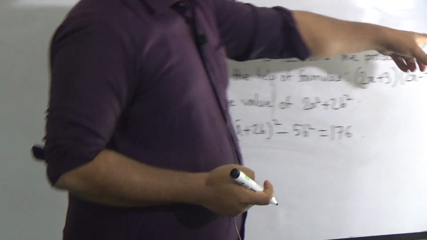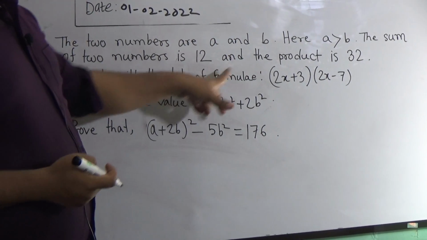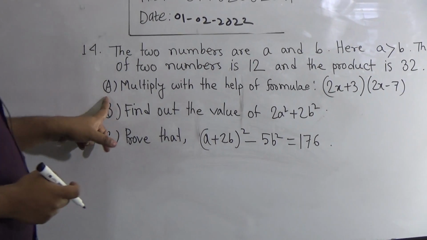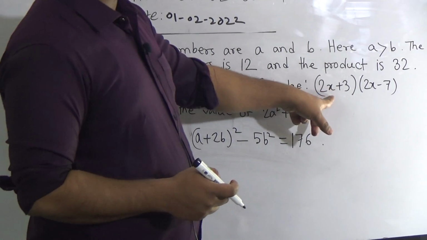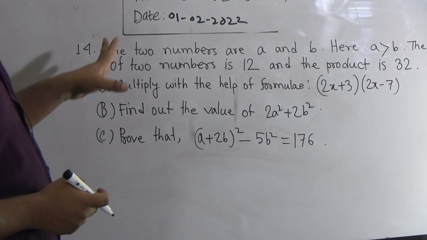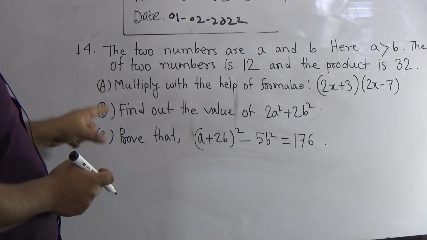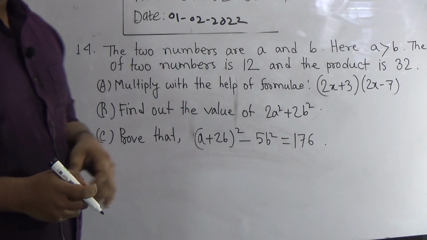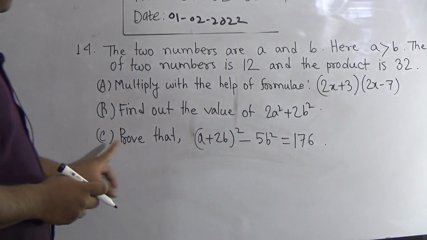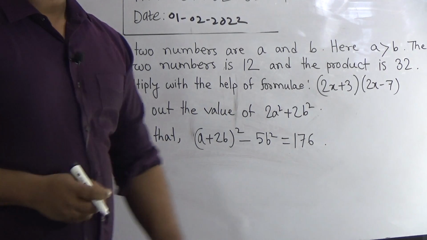The sum of two numbers is 12. That means A plus B equals 12, right? And the product is 32. That means AB equals 32. A number multiplied with the help of a formula: 2x plus 3, 2x minus 7. So, to solve question A, we do not need the information in the stem. But to solve B and C, we need this information. B: find the value of 2a square plus 2b square. C: prove that a plus 2b whole square minus 5b square equals 176.